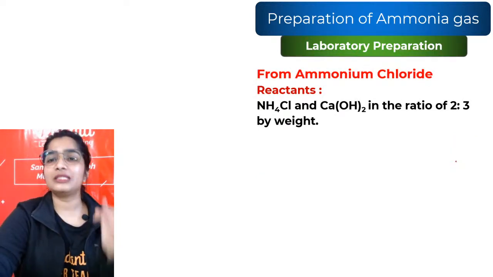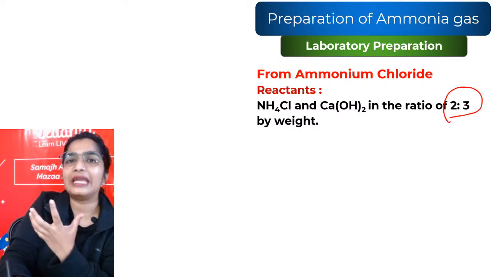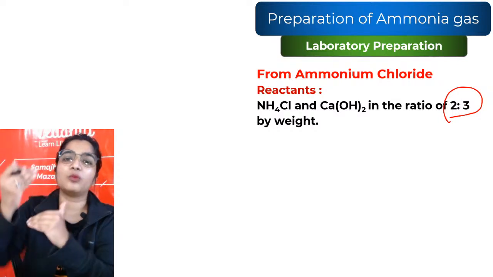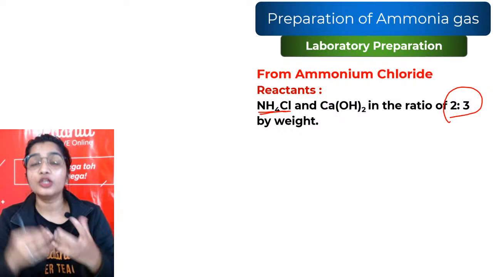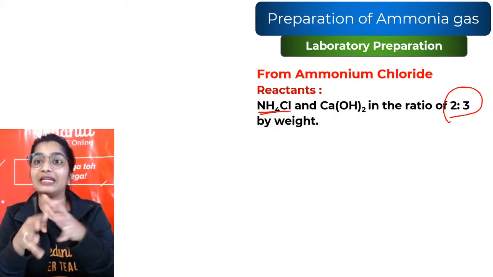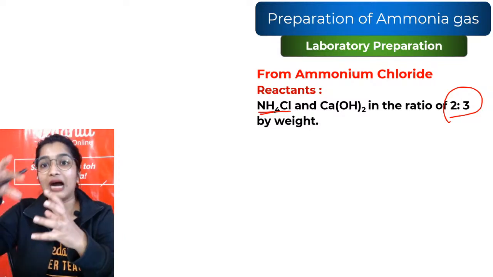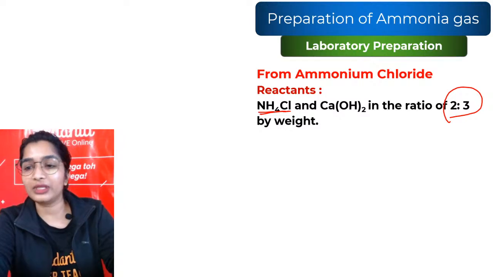So NH4Cl and Ca(OH)2. If you look at the ratio, we are taking the alkali in a greater amount. Why? Because we all know NH4Cl is sublimable, so it might just evaporate. To make sure that there is enough alkali and ammonium chloride, we will take it in the ratio of 2:3 by weight.